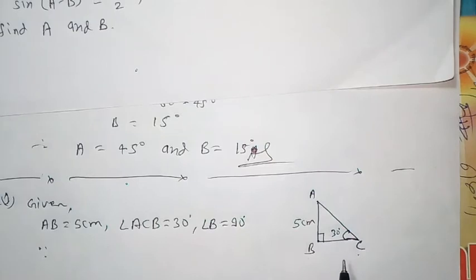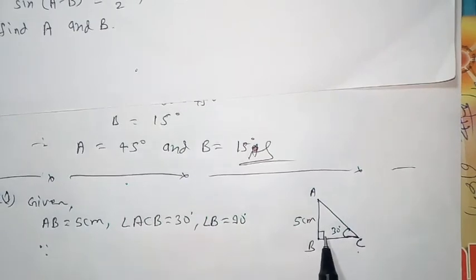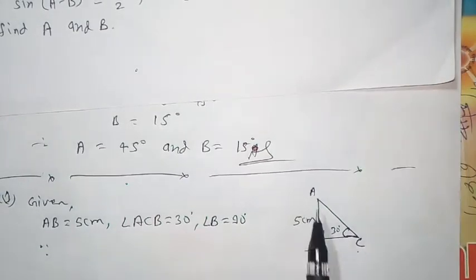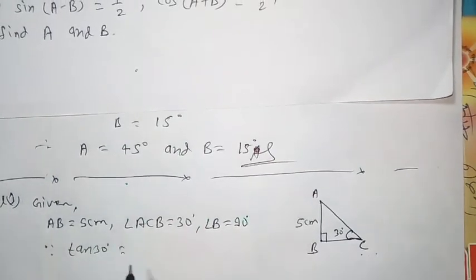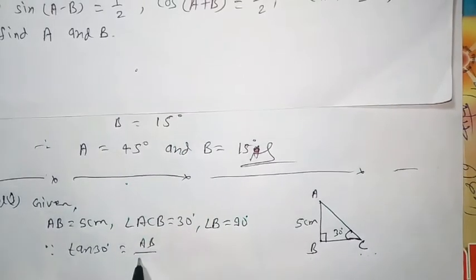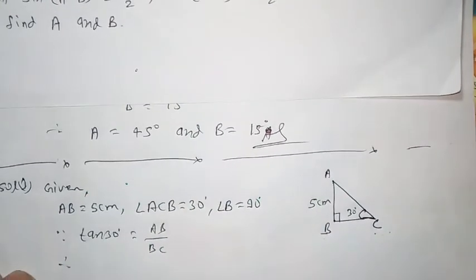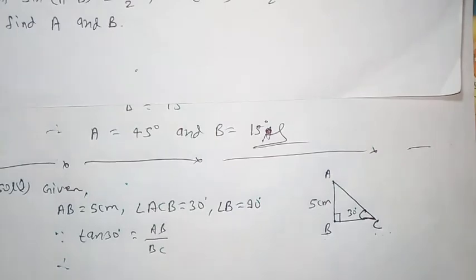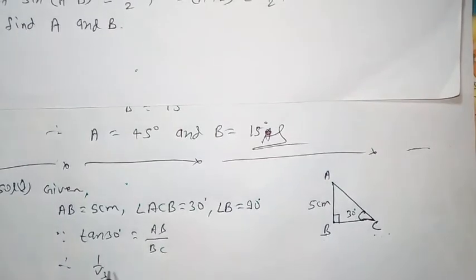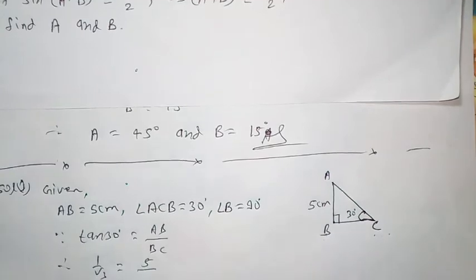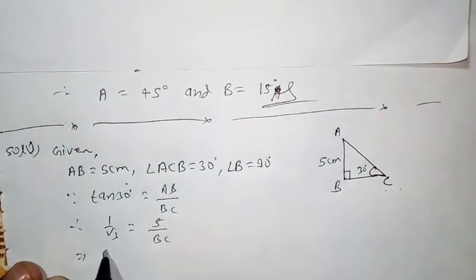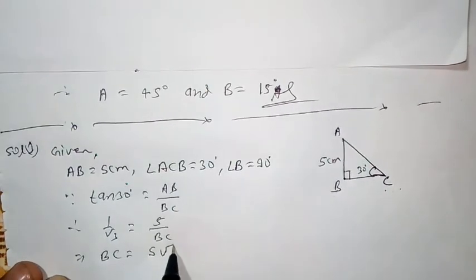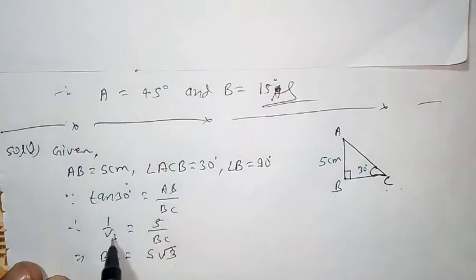I know tan 30 degree is equal to AB by BC, perpendicular by base. So I write here tan 30 degree is equal to AB by BC. Therefore the value of tan 30 is equal to 1 by root 3 is equal to AB 5 cm by BC. Implies BC is equal to 5 root 3. Cross multiply, then BC is equal to 5 root 3 cm.